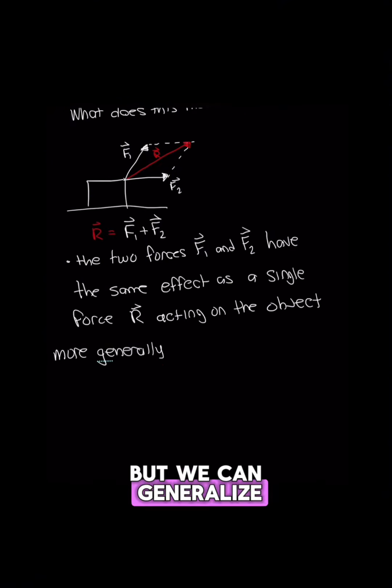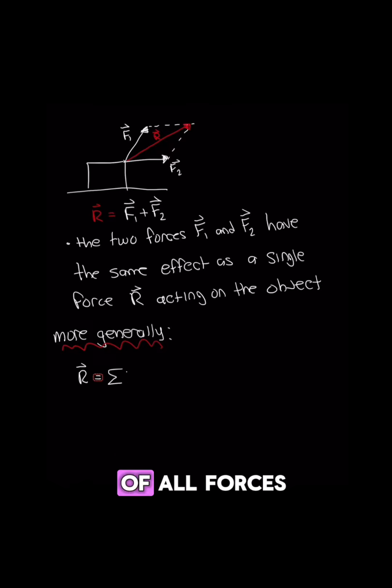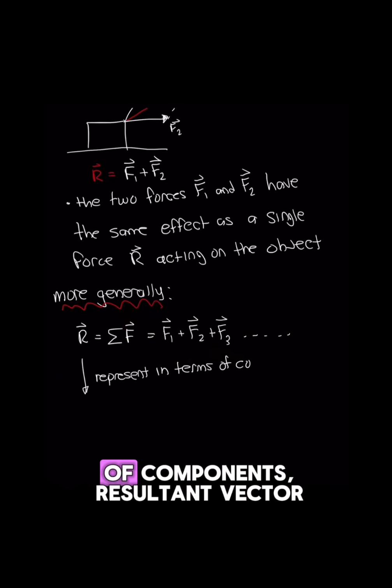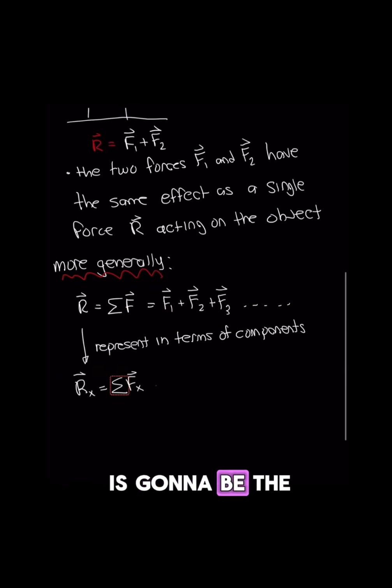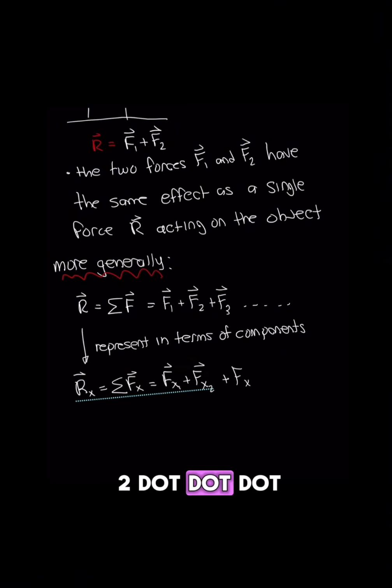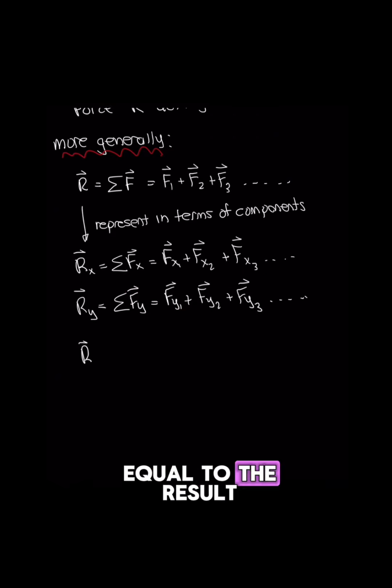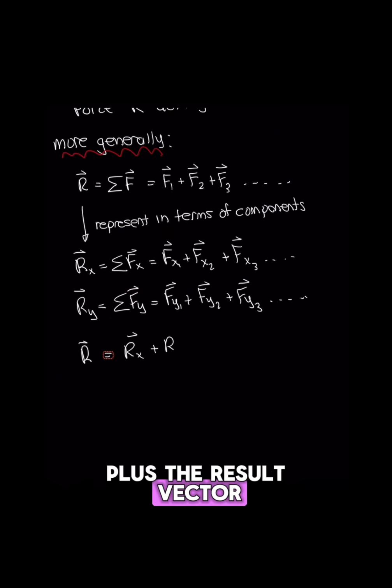But we can generalize this by writing the R vector as the sum of all forces. This is a fancy way of saying F1 plus F2 plus F3 and so on. And we can break this down in terms of components. The resultant vector in the x direction is going to be the sum of all the forces in the x direction, so Fx1 plus Fx2 and so on. And we can do the same thing for Ry. And then the resultant vector is going to be equal to the resultant vector in the x plus the resultant vector in the y direction.